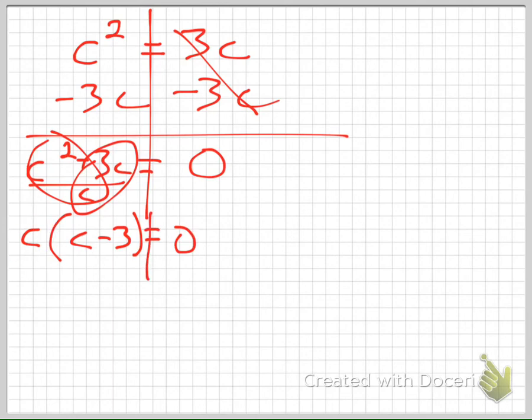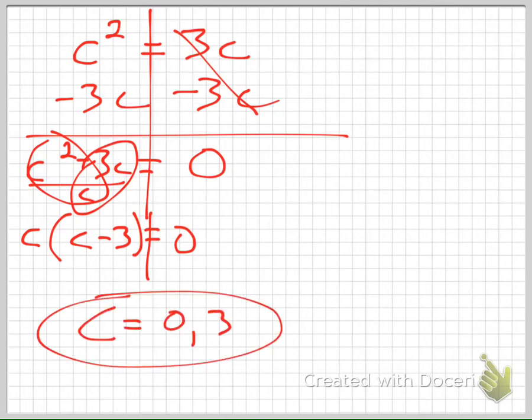What are my two things then? Look, you get to the point where you can look at this and see what is going to make this equal 0. What is that c going to be to make it 0? 3. And this one just is c equals 0. So the answer is c equals 0 or 3. Did anybody get that? Does it make sense? Try one.